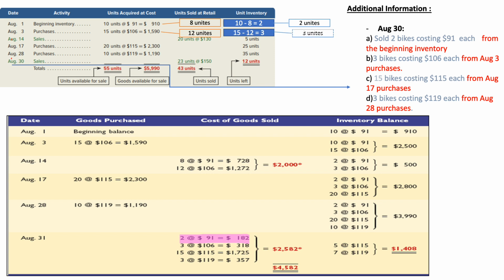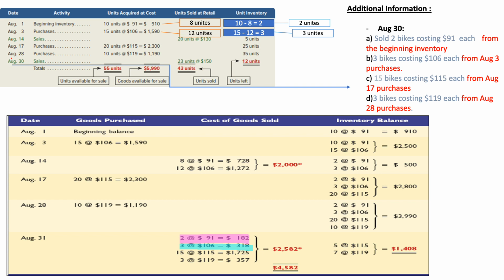Then they took 3 units costing 106 each from August 3rd purchases. So August 3rd, how much is left from the inventory? 3. So they sell the last 3 units from August 3rd. That's why we record it as well in the cost of goods sold column, and we say 3 multiplied by 106, it will give me 318.